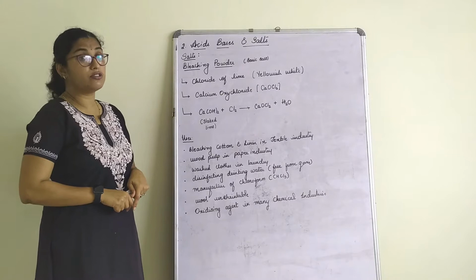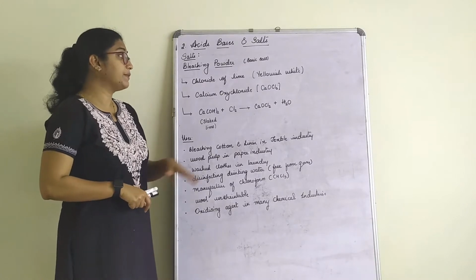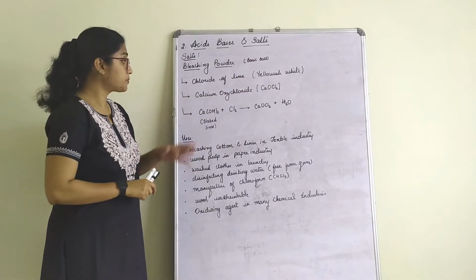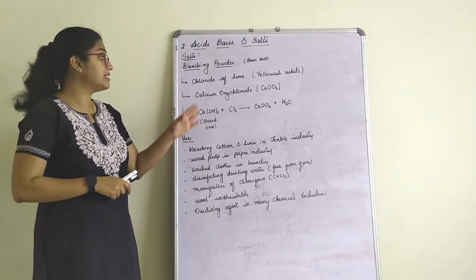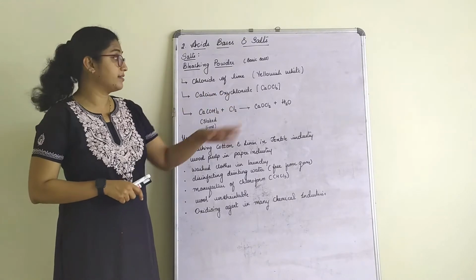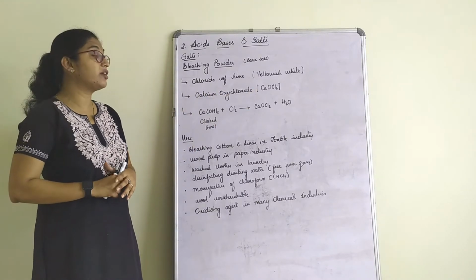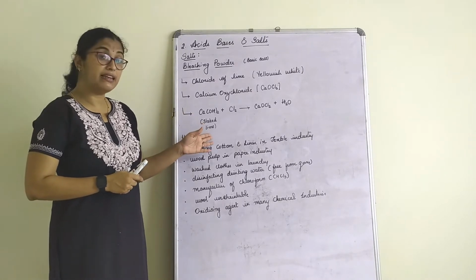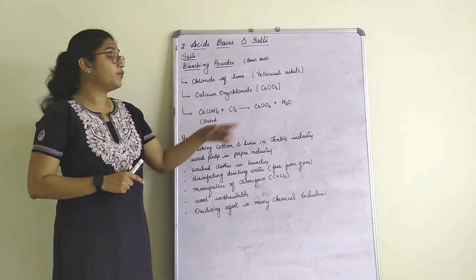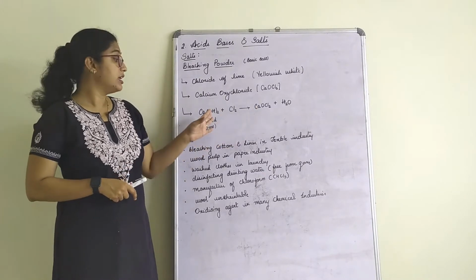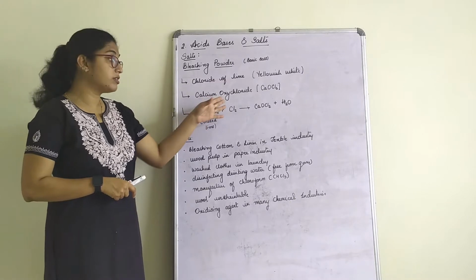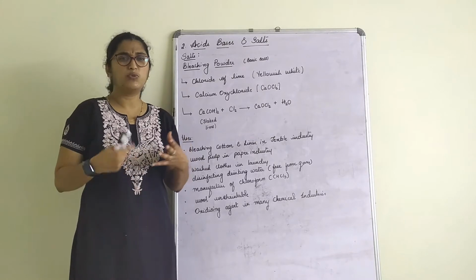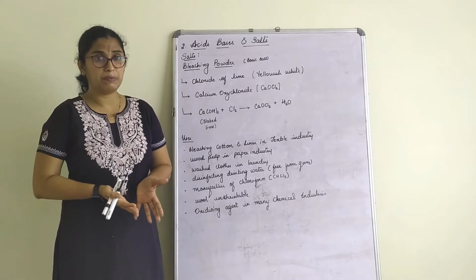Bleaching powder is also called chloride of lime, which is solid in nature and has a yellowish white color. It is also known as calcium oxychloride. The formula for that is CaOCl2. How is it prepared? When slaked lime, calcium hydroxide, is mixed with chlorine, we get bleaching powder, calcium oxychloride. It's very simple how bleaching powder is prepared.